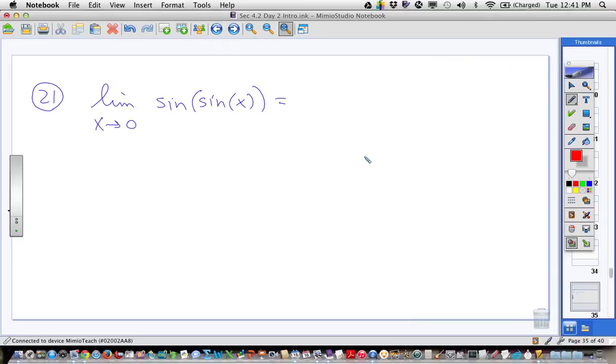Okay, and then, what about this one? There you just plug in, right? There's nothing weird going on there. Sine of 0, 0. Sine of 0, 0. And so you get that. All right.